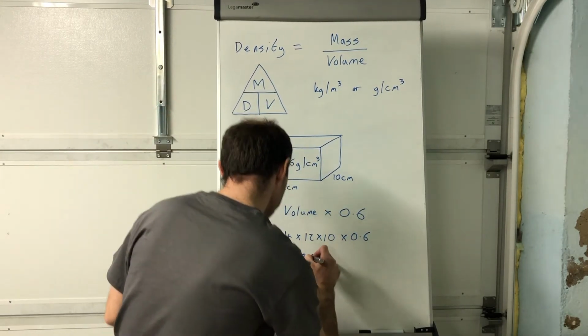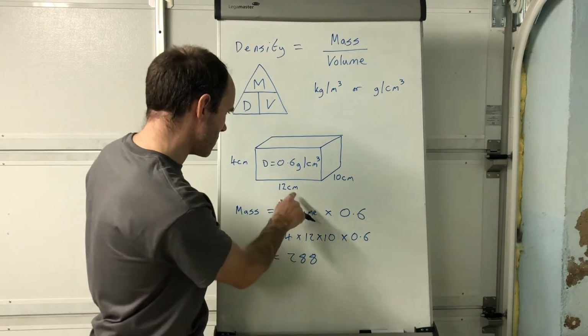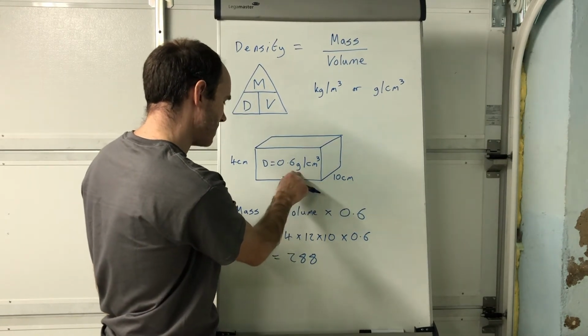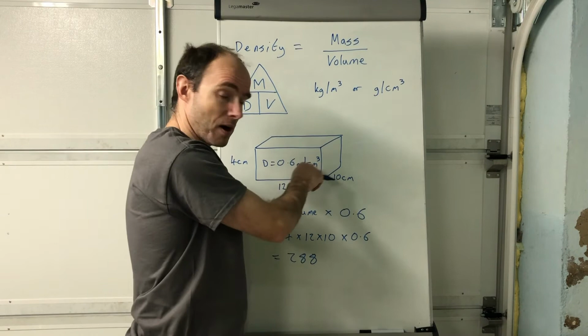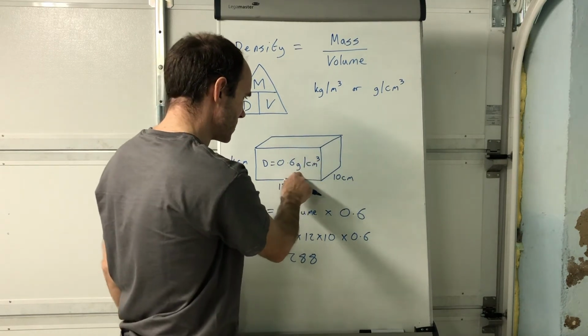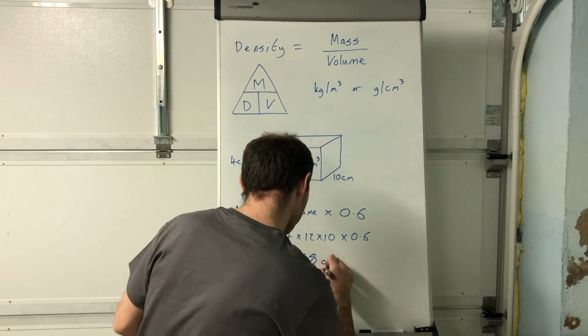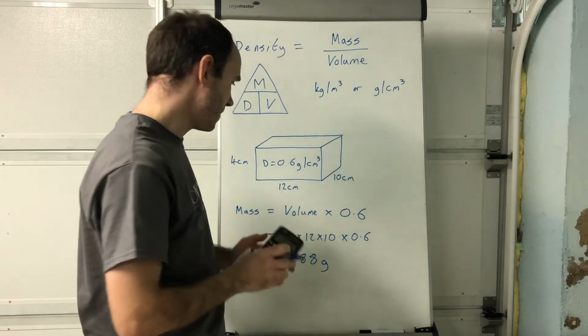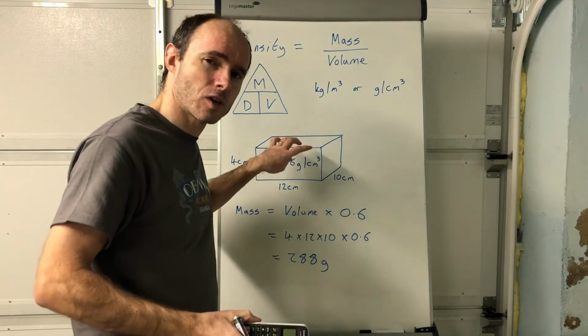Now in terms of the units, just check. So we've got the centimetres there, we've got grams for the density part, grams per cubic centimetre. So the units have got to be in grams. And so that's it, that's our mass of this cuboid.